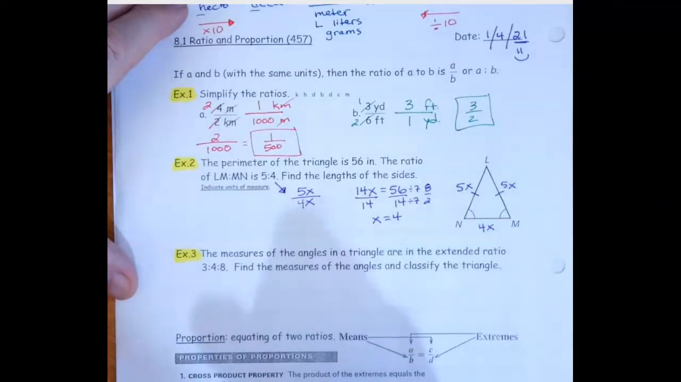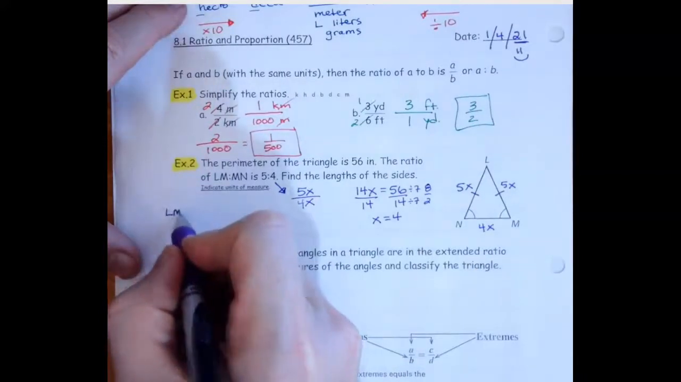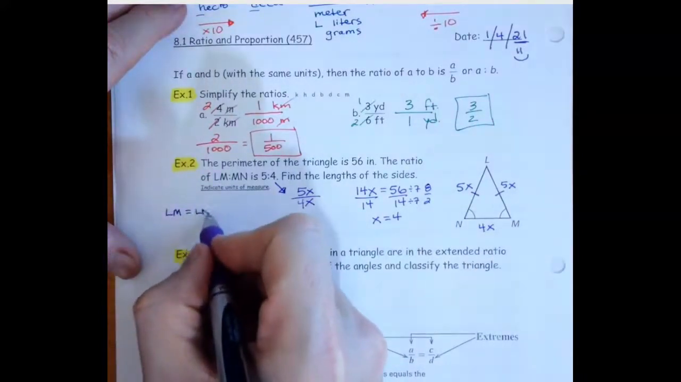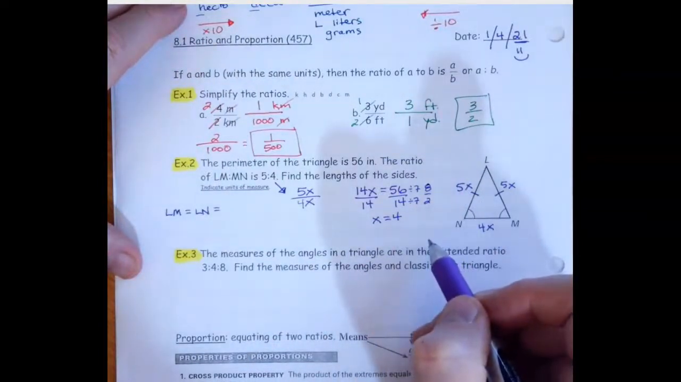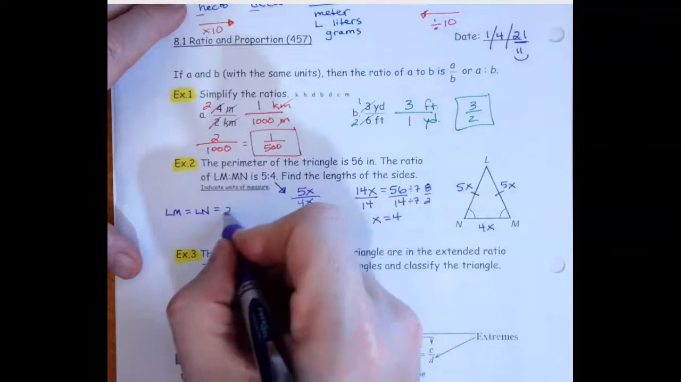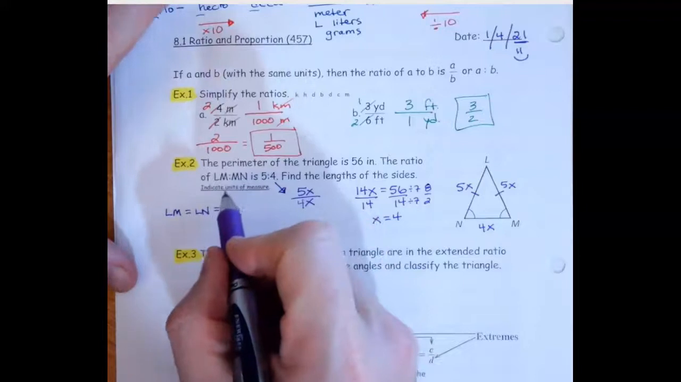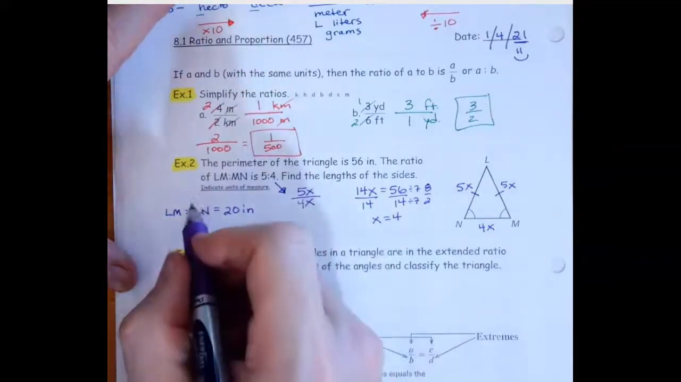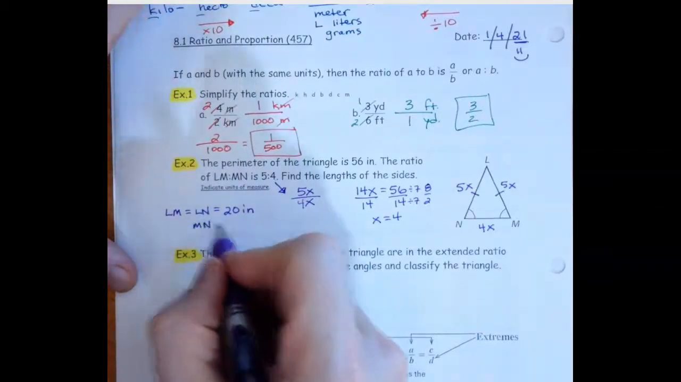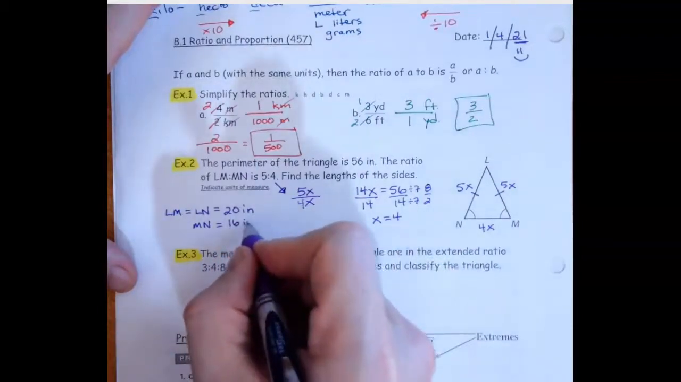The question asks us to find the lengths of the sides. And so if we plug in 4, we're going to get that LM and LN equal 4 times 5 is 20. So that's going to be 20, and it says indicate units of measure. So if you take an AP math class, it'll say indicate units of measure if you have to have the units on there. So that's going to be 20 inches, and then MN is the base, and that's going to be 4 times 4, so that's going to be 16 inches.